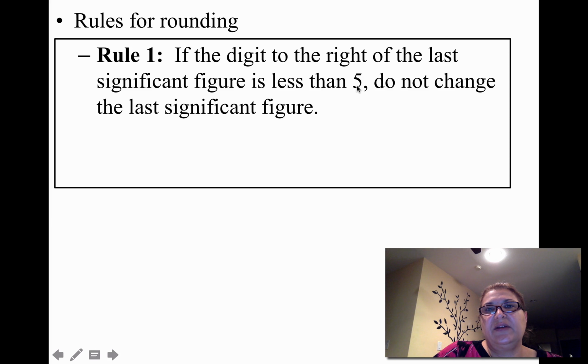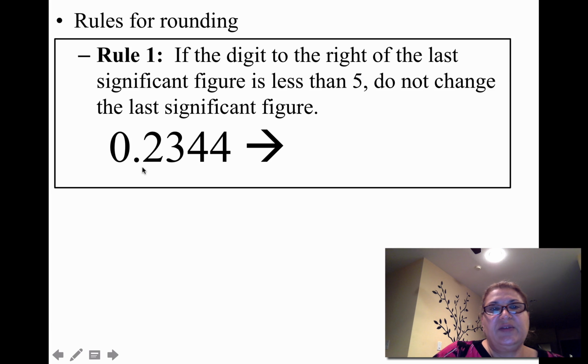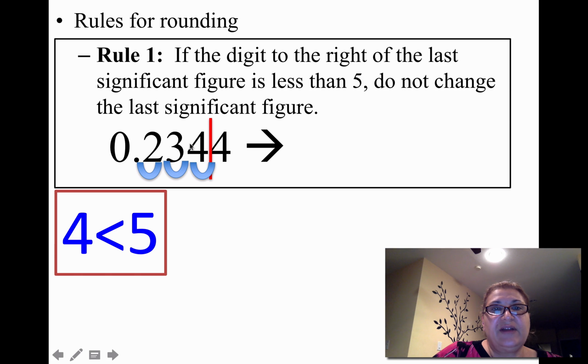All right, so if the digit to the right of the last significant figure is less than 5, you don't change the last significant figure. For example, 0.234, and you're asked to round off to 3: 1, 2, 3, and you draw a line. If the next number is less than 5, then you leave this 4 alone, and your answer would be 0.234.